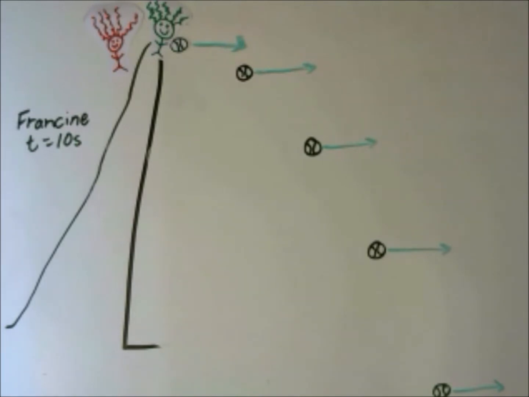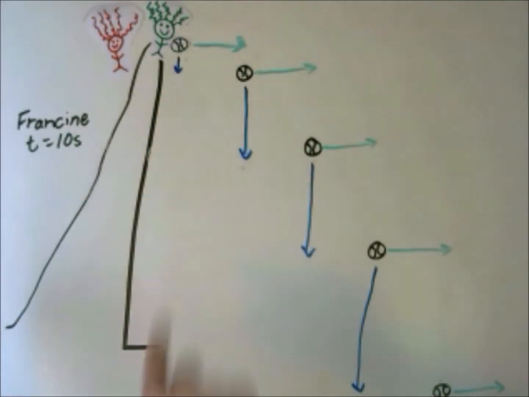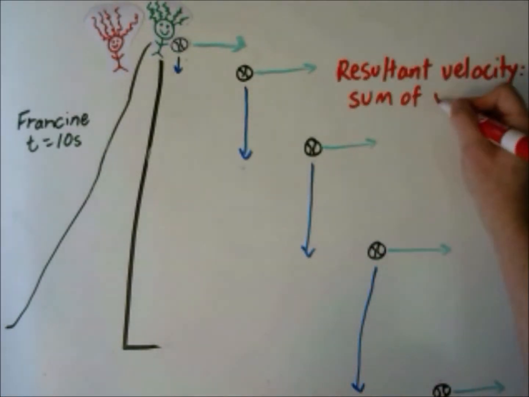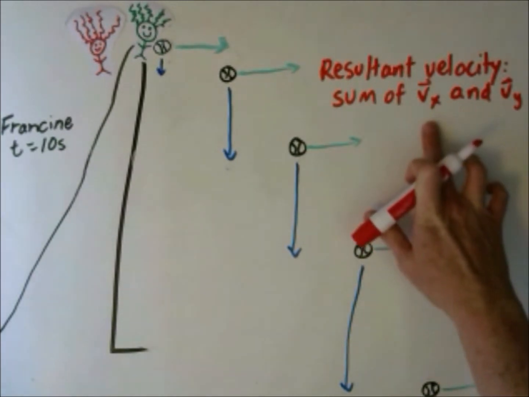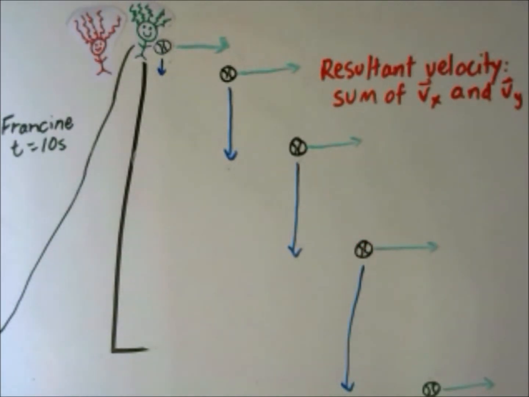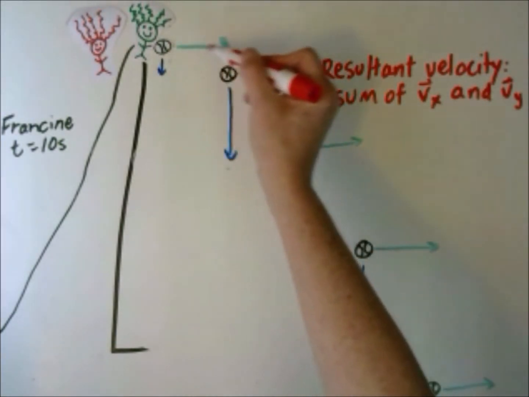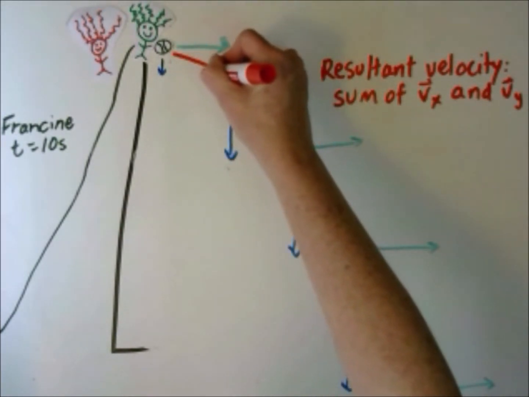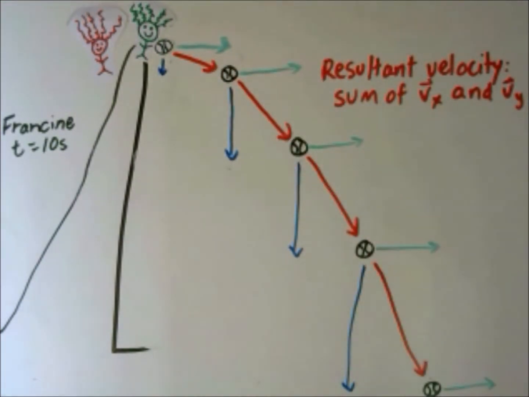In the y direction, his velocity vector will look like this. Just like in free fall, his velocity will increase over time. That's because in the y direction, there is an acceleration. It's the acceleration of gravity, making it speed up in the y direction. The resultant vector is the sum of the velocity in the x direction and the velocity in the y direction. So your resultant will look like this. If we add this vector plus the other vector, his overall velocity vector is the red lines.